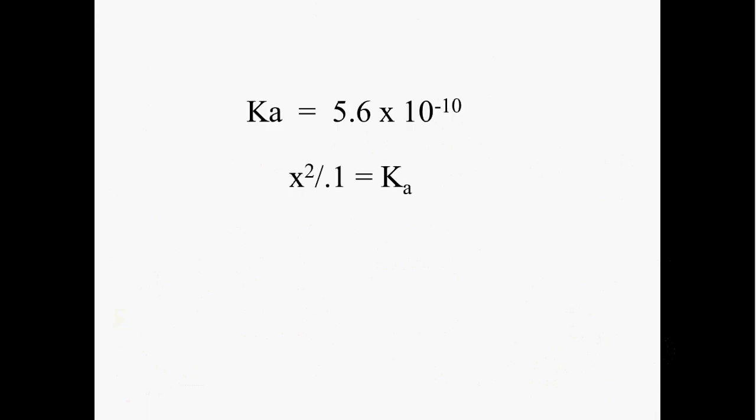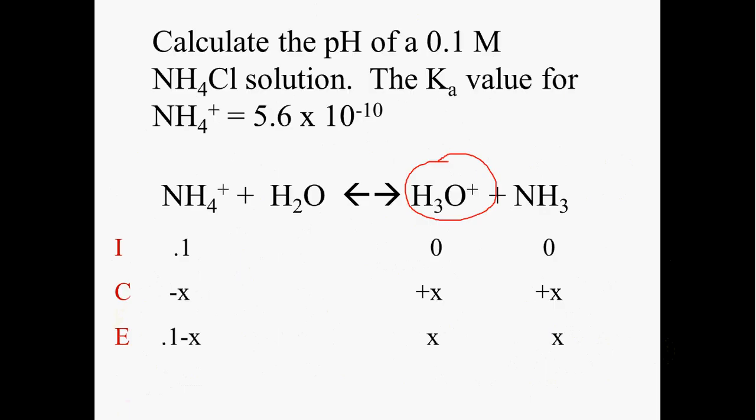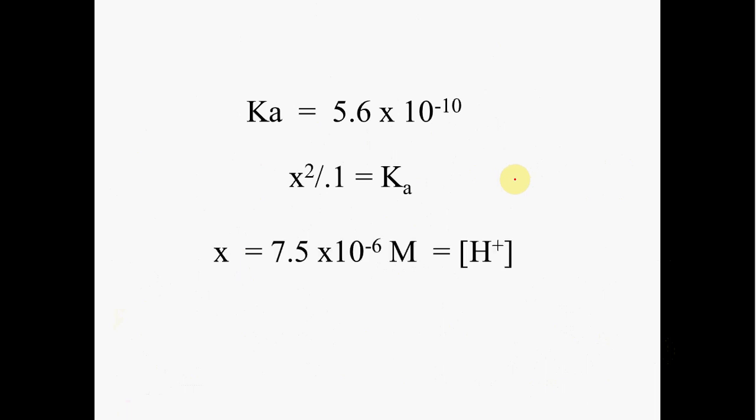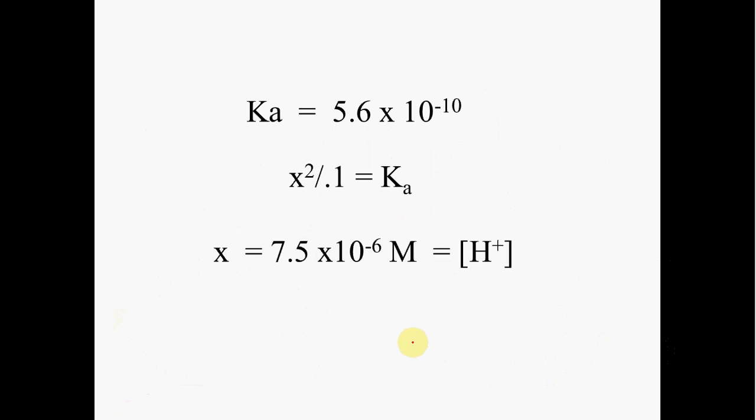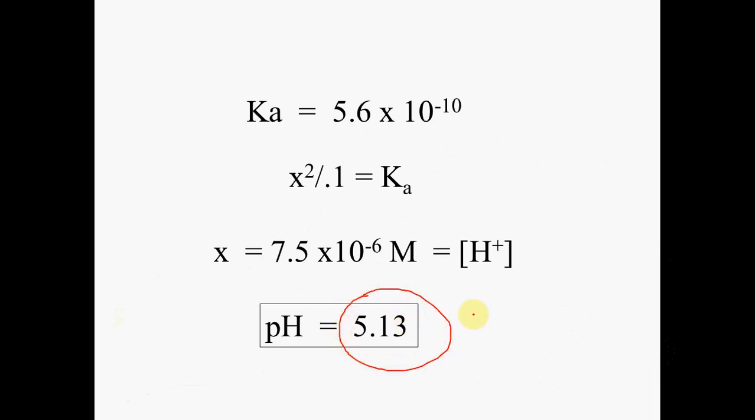Once you have your x squared over 0.1, that's equal to your Ka. Again, you have to have a Ka value. The hydronium ion would indicate an acid pH. When you find x, it is your H+. Look back at your reaction, the hydronium ion. That's what x is. So you simply take the negative log of that to get the pH, and it should be slightly less than 7. So you've got an acidic salt forming an acidic pH.